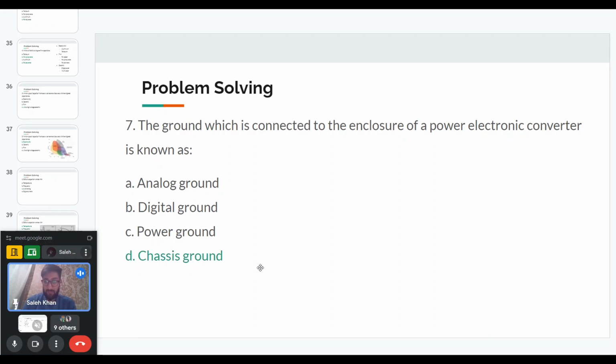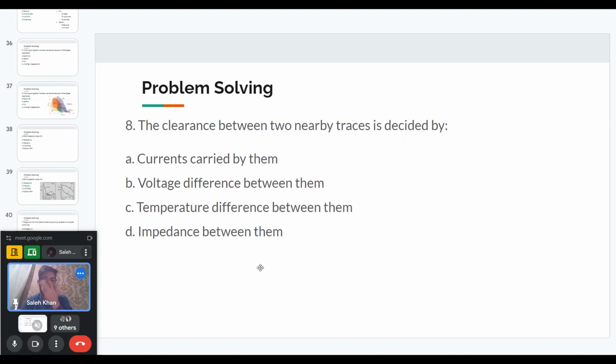So this is the seventh question, and the last question that we have for today: the clearance between two nearby traces is decided by which of these conditions? Whether it is decided by the currents that are carried by them, the voltage difference between them, the temperature difference between them, or the impedance between them.